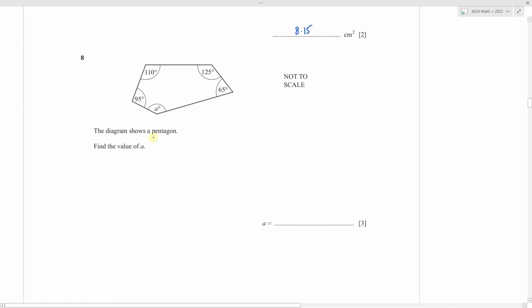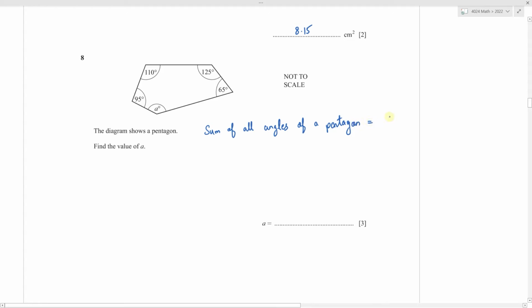Question number 8. The diagram shows a pentagon. Find the value of A. So A is this angle. You're given the rest of the angles. So first, let's find the sum of all angles of a pentagon.